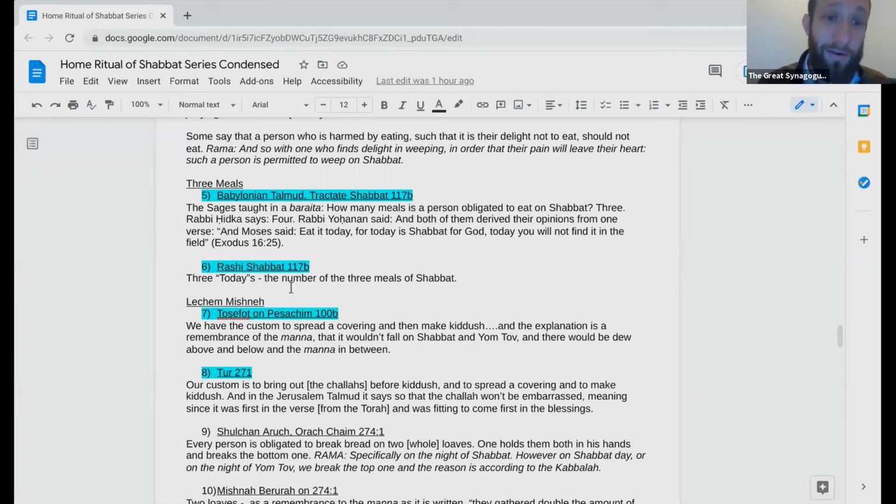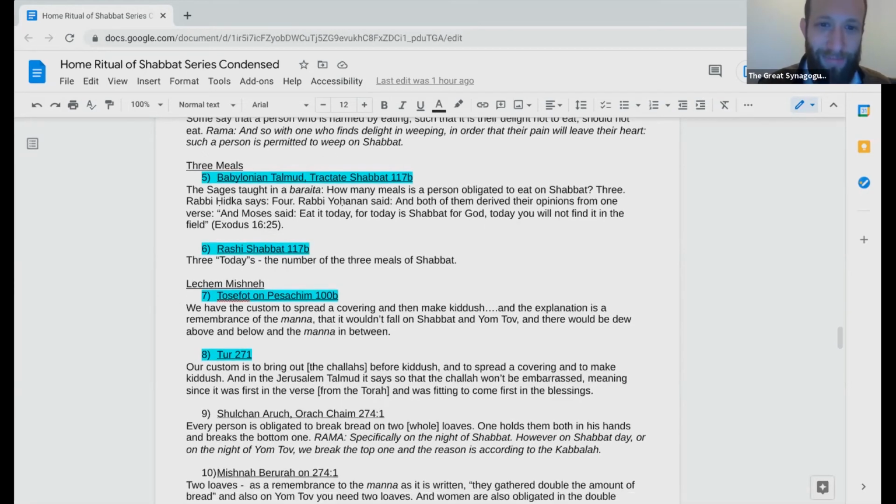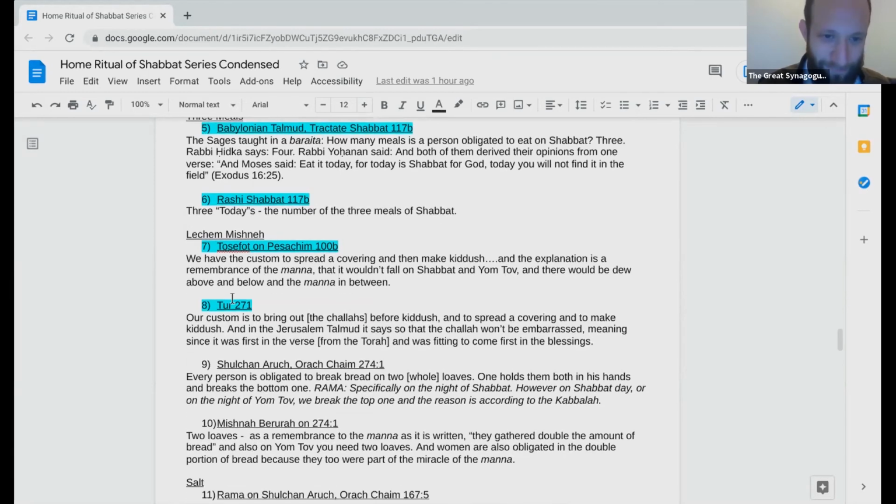Okay, so how are we getting that from this verse? And what we say, our answer, is 3. I'm not sure about the rabbi who said 4, but the 3 answer is the one that we hold by. How do we get to that? Rashi explains 3 todays, the number of the 3 meals of Shabbat. So if you look at that verse, it says, eat it today, for today is Shabbat for God. Today you will not find it. So it says Hayom 3 times in that verse. And from there, we derive that there are 3 meals. So that's the source that we traced it back to.